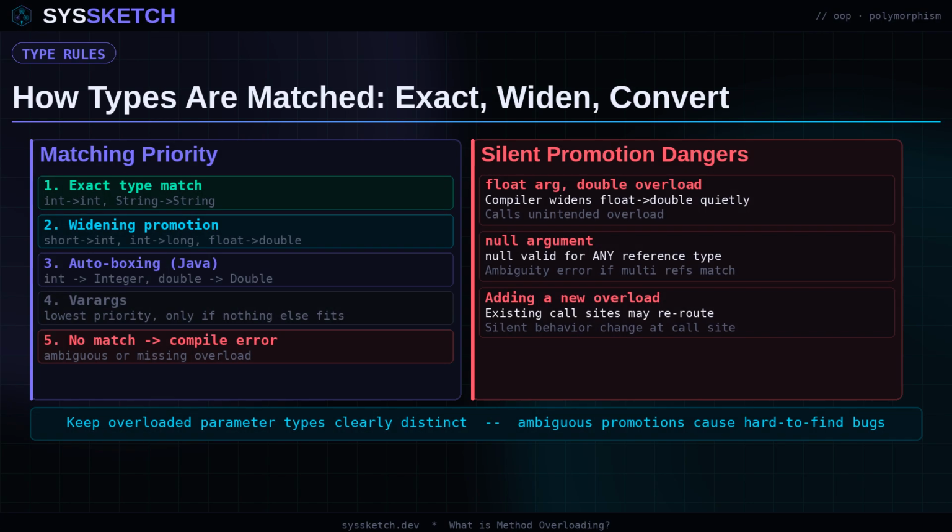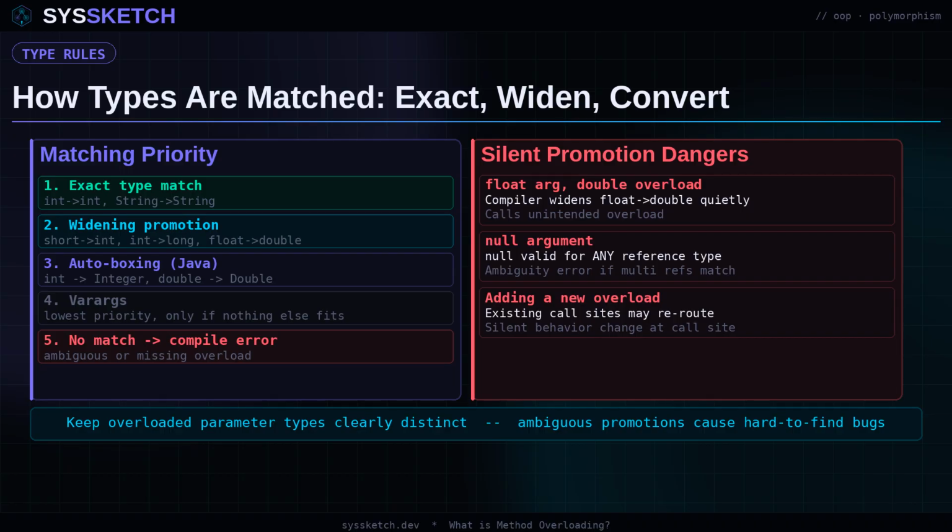Overload resolution has specific rules for type matching. An exact match always wins. If you pass an int and one overload takes int, that overload wins immediately. If no exact match exists, the compiler tries implicit conversions, widening a short to an int or an int to a long. In C++, user-defined conversion operators and constructor conversions are also considered, though they rank below built-in promotions.